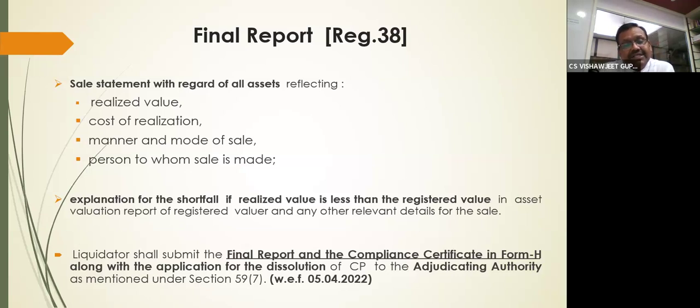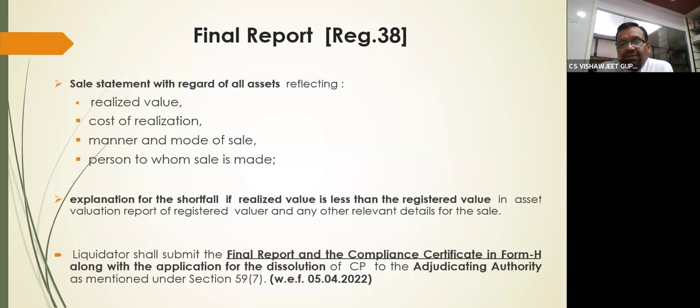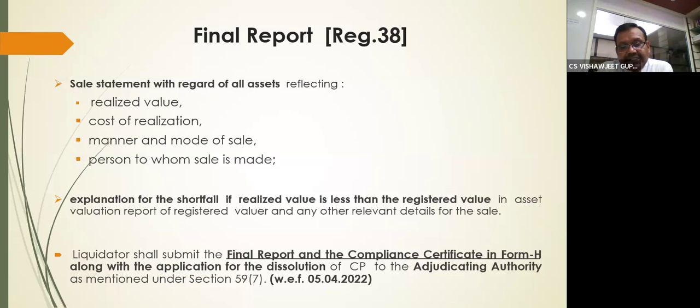Sir, the liquidator, with ROC, in which form will we submit? GNL2? GNL2, yes. Okay. With ROC, form GNL2. Right? GNL2, and to the Board, Form H itself. Okay. The liquidator shall submit the final report and compliance certificate in Form H along with the application for dissolution of the corporate person to the adjudicating authority as mentioned under section 59 subsection 7, seeking the orders of the adjudicating authority for dissolution of the corporate person.